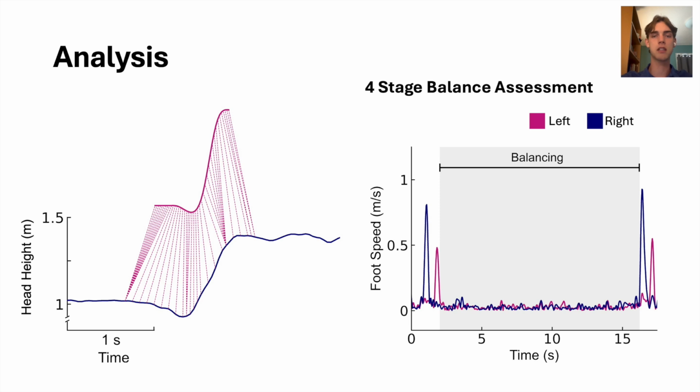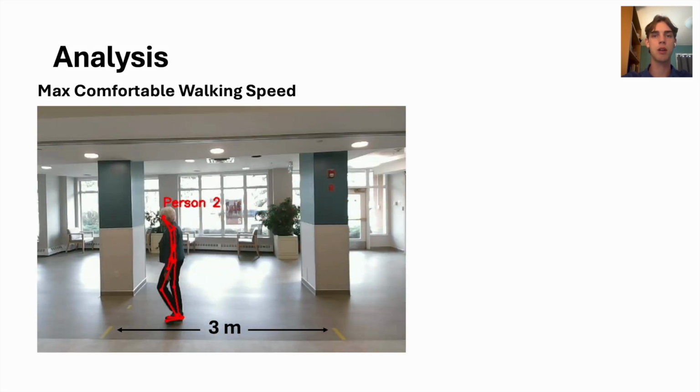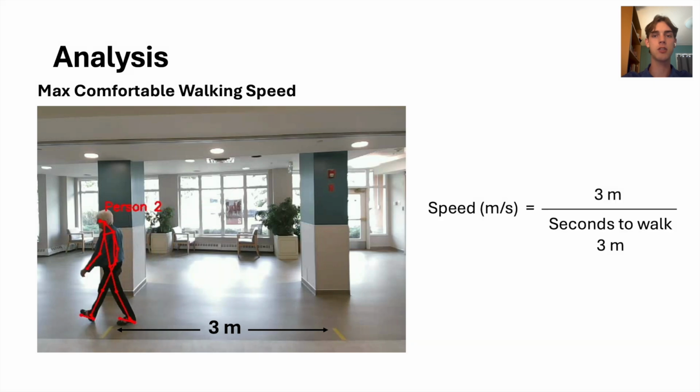These are foot speeds from a balance test. The spikes are the subject stepping. We get bounce times by tracking when both foot speeds are below a low threshold. For walking speed, we measure the time a subject takes to walk 3 meters, then calculate an average speed with the known distance and time.